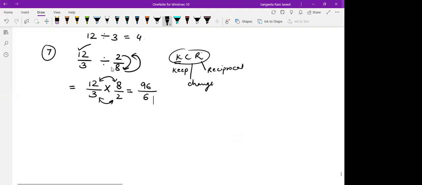Okay, very good. So, 96 over 6 can be reduced. This is your answer. If you are asked to find it, you should always try to give your answer in the lowest form. So this will be divided by 6. 6 divided by 6 in the denominator is 1, and in the numerator 96 divided by 6 is 16. You can write it as 16. So the answer is 16.